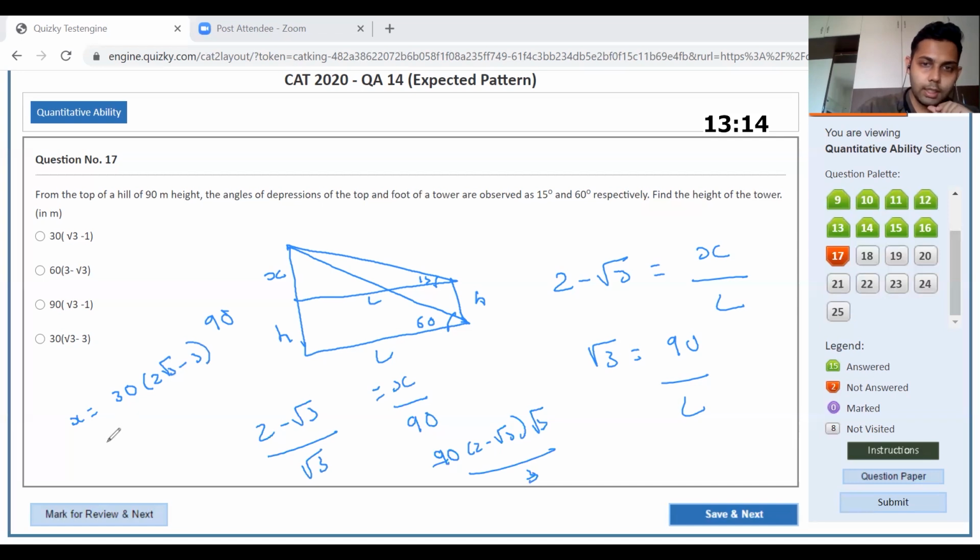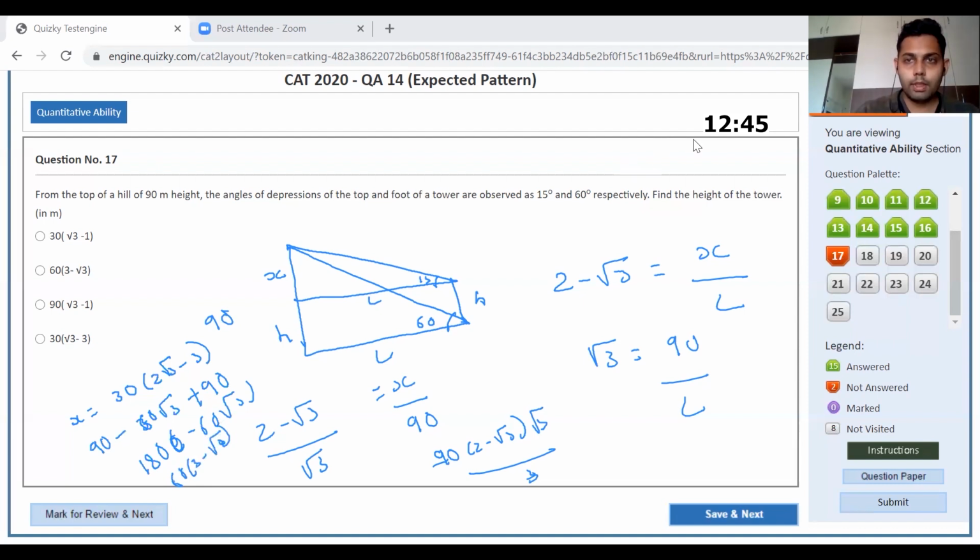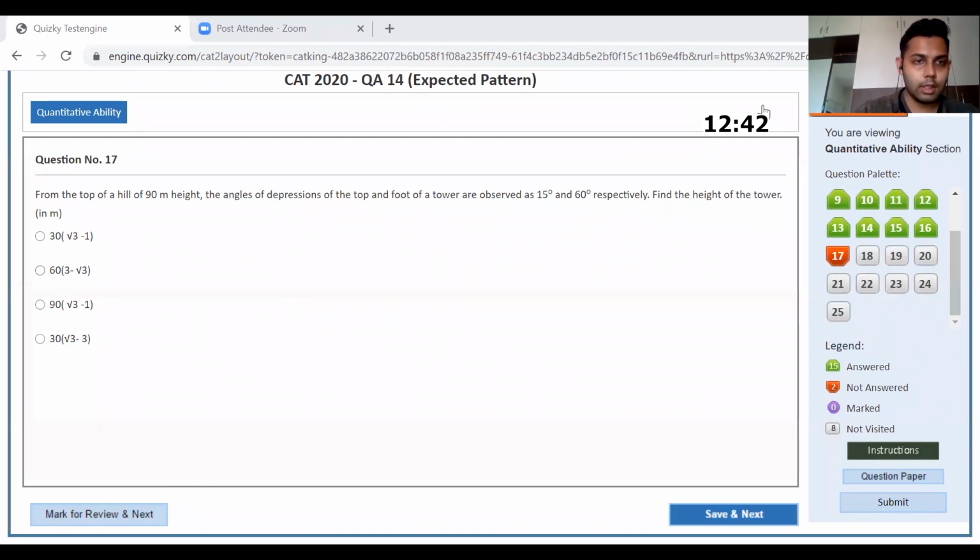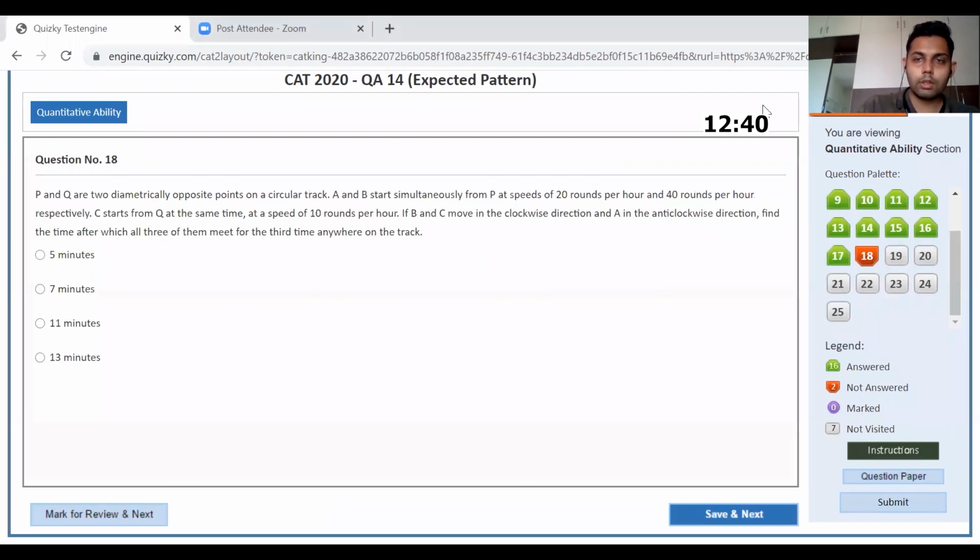And I need 90 minus x. So 90 minus 60 root 3 plus 90, since it's a minus of everything. So it is 180 minus 60 root 3, or 60 times (3 minus root 3). We just had to know the tan concept in this, and it was easily solvable. We don't need to know the base.